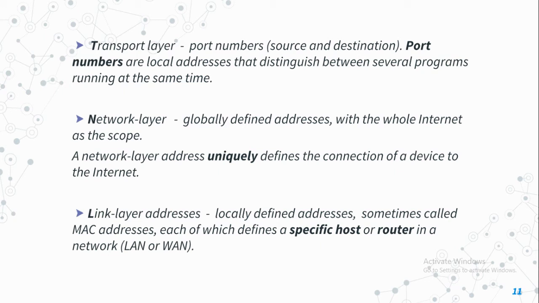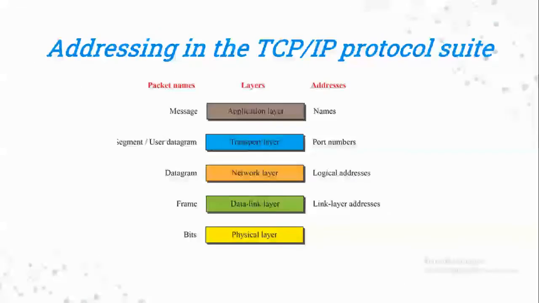In the network layer, it is a globally defined address within the whole internet. So the network layer address uniquely defines the connection of a device to the internet. Next, the link layer address is a locally defined address, also called the MAC address, and each defines a specific host or router in a network. So the addressing in the TCP/IP protocol suite is: in the application layer, names; transport layer, port numbers; network layer, logical addresses; and data link layer, link addresses.